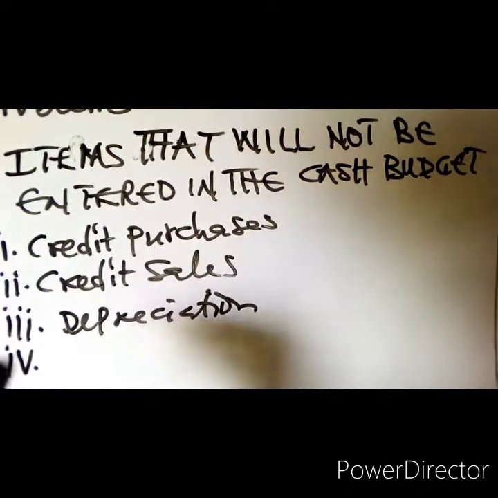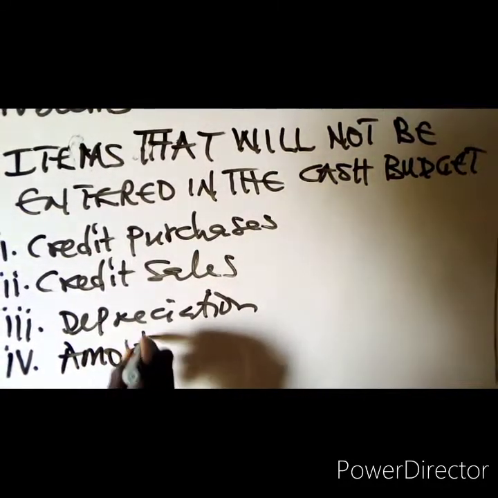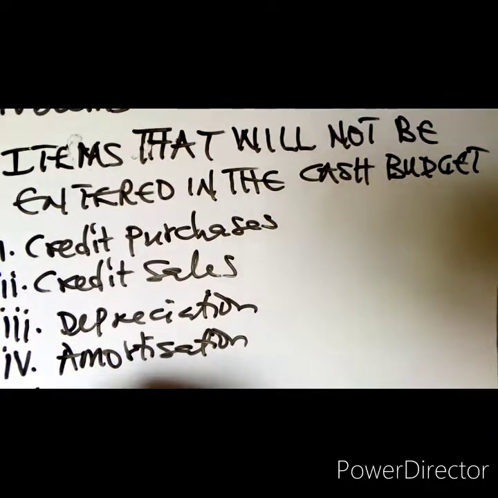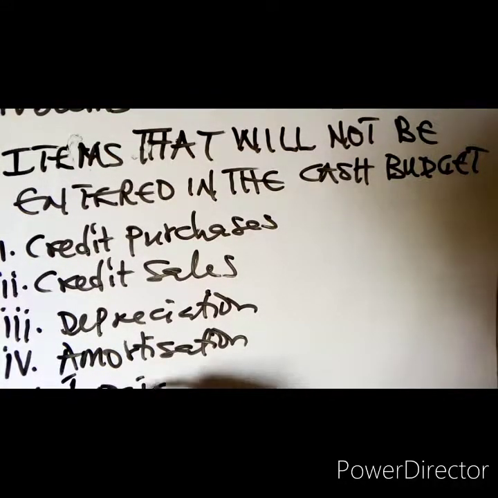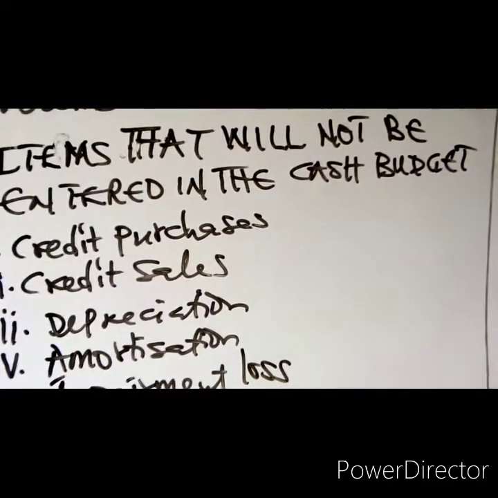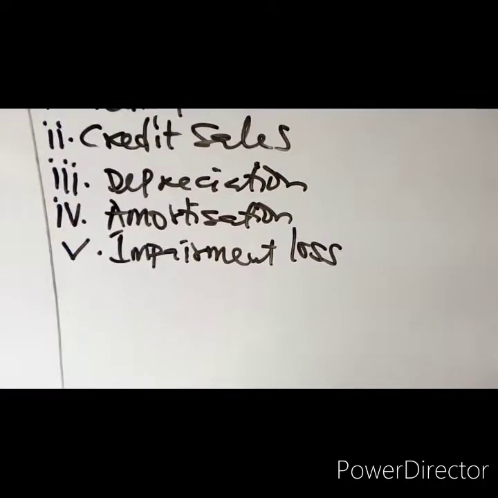So number four, amortization. Amortization should not be entered in the cash budget. Number five, we have impairment losses, where an asset is impaired, that is the carrying amount of the asset exceeds its recoverable value.